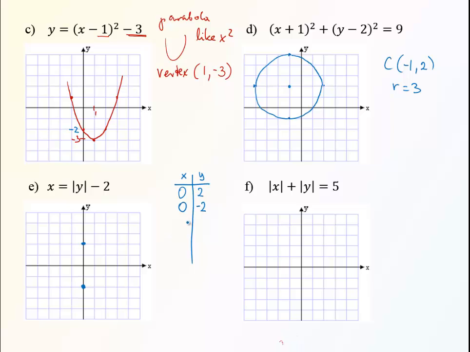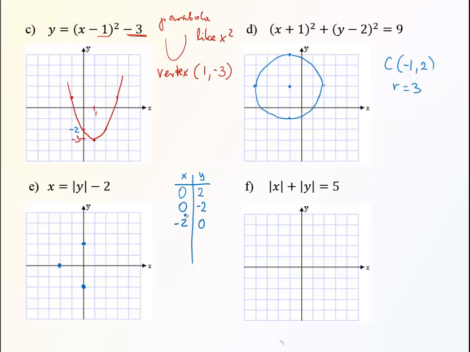So let's choose some other points. If y is 0, then x is -2. So this way we have all intercepts. If x is -2, y is 0, so it's this point. Well, it must be some sort of V-shape because we have absolute value. My intuition tells me that this V-shape will be somehow like this. But let's check a couple more points.